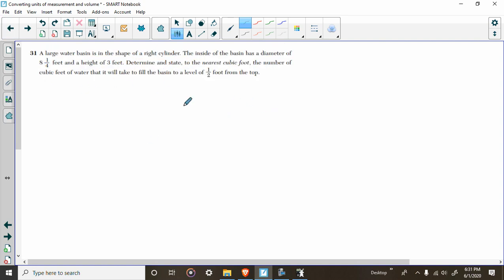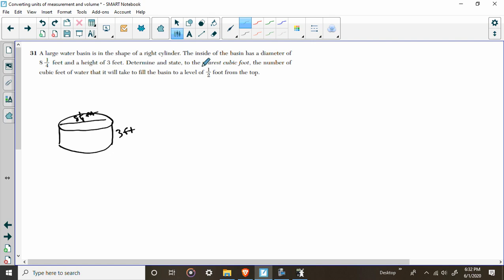It says, a large water basin is in the shape of a right cylinder. Do yourself a huge favor. Draw yourself a large water basin in the shape of a right cylinder. It has a diameter of 8.25 feet and a height of 3 feet.